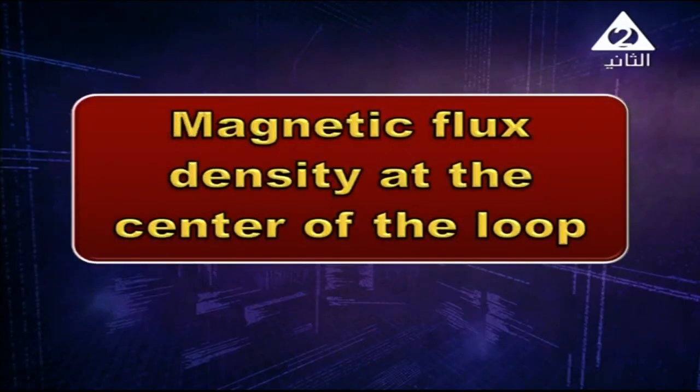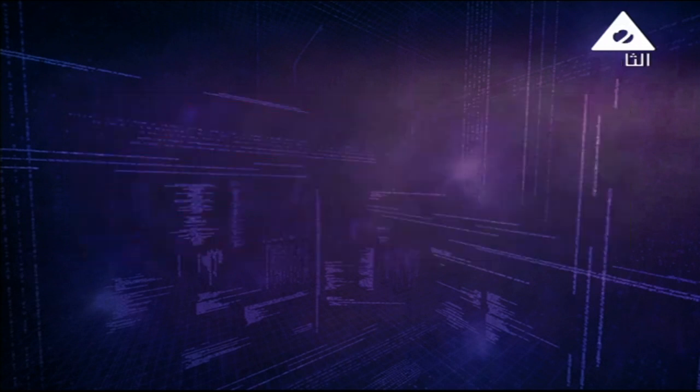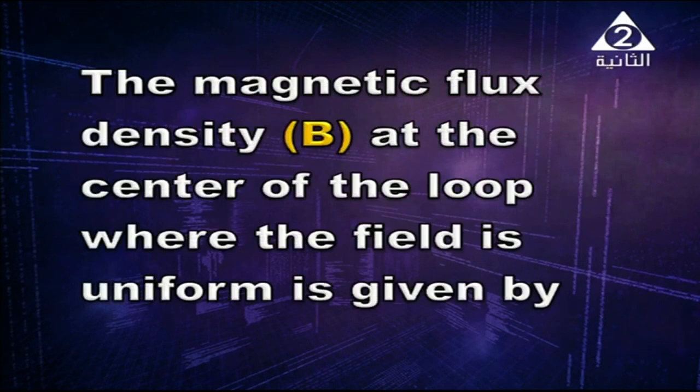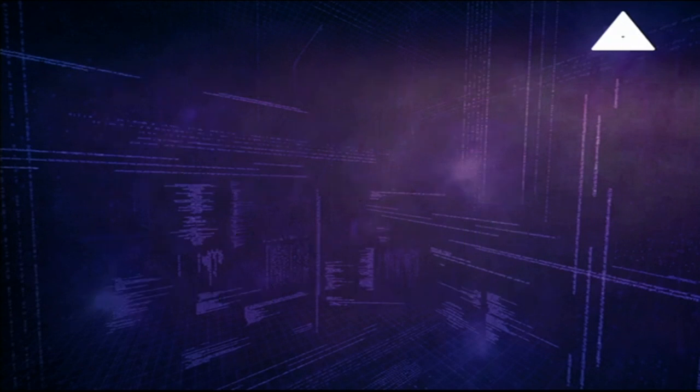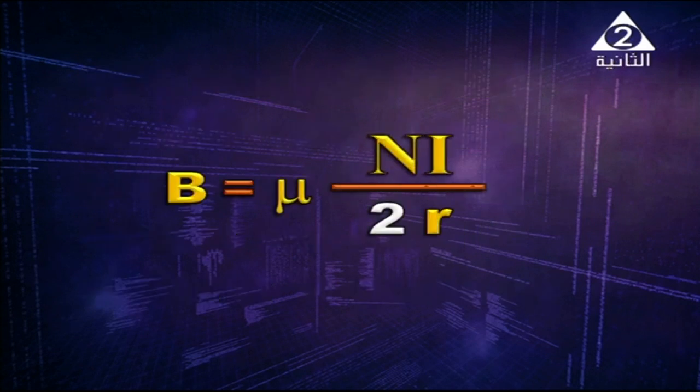And now talking about magnetic flux density at the center of the loop, at the very particular region where the field is uniform. It can be determined using a certain formula. The magnetic flux density, denoted by capital B, at the center of the loop where the field is uniform, is given by the relation B equals mu N I over 2R.